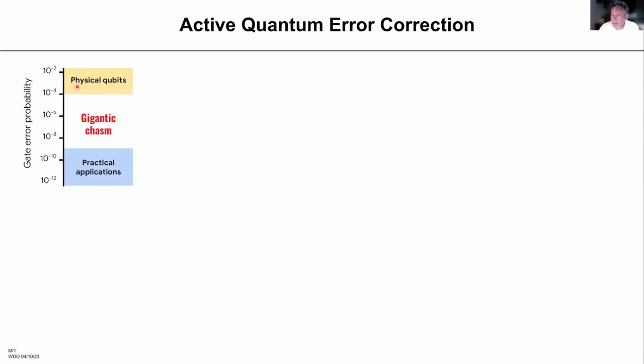You could ask, where do we need to be for commercial applications? We actually need to be down here in the blue region, 1 in a billion or 1 in a trillion. And you might think, oh, wow, that's a giant chasm. And it is. How are we going to get there?